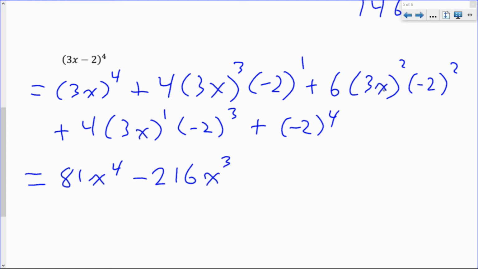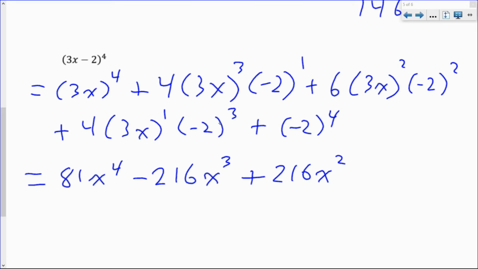Notice that in this one here, I'm going to have a positive 4, because negative 2 times negative 2 is positive 4. These terms are going to alternate between positives and negatives. So 3 squared is 9. 9 times 6 is 54. Times that by 4, and you get 216. Happens to be 216 again. 216x squared. Okay, there's the x squared there.